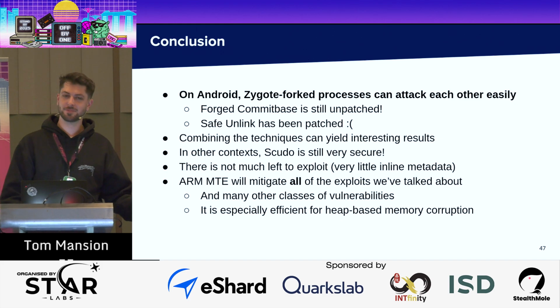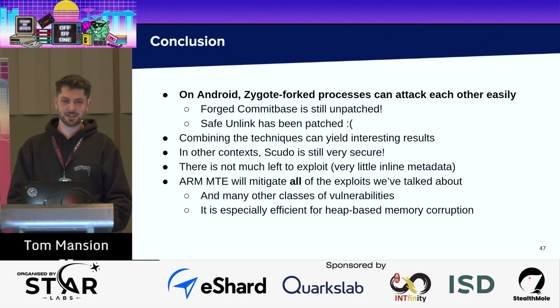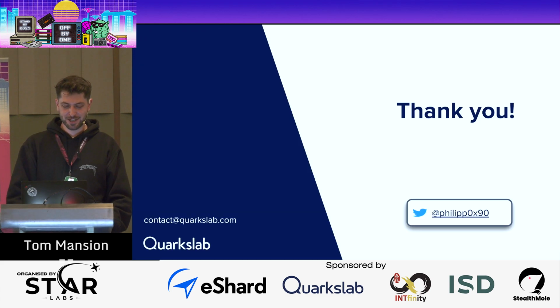For the future, there's not much left to exploit, right? Basically all the interesting fields in the secondary header have already been kind of exploited. And anyways, when ARM-MTE will become more popular and implemented in more phones, almost all of these memory corruption vulnerabilities will kind of die. So yeah, that's a bit sad, but thank you anyways. I think there's quite a lot of time for questions.